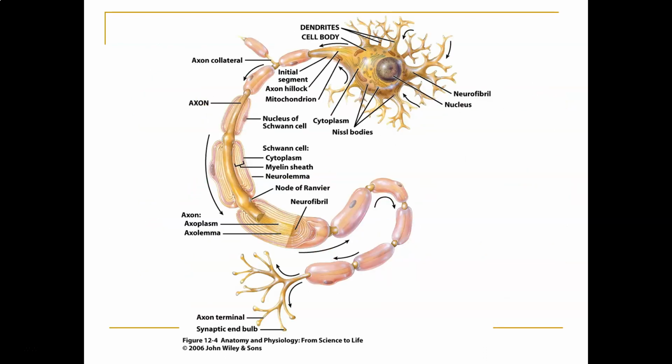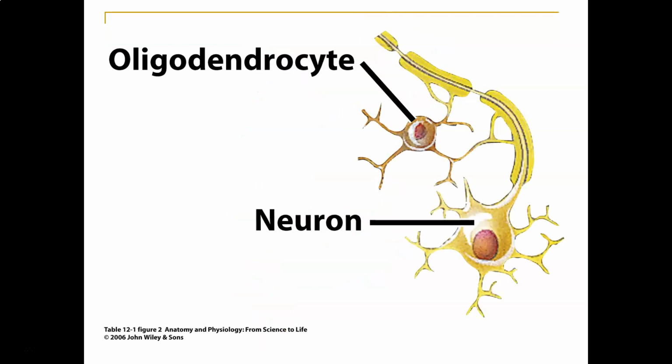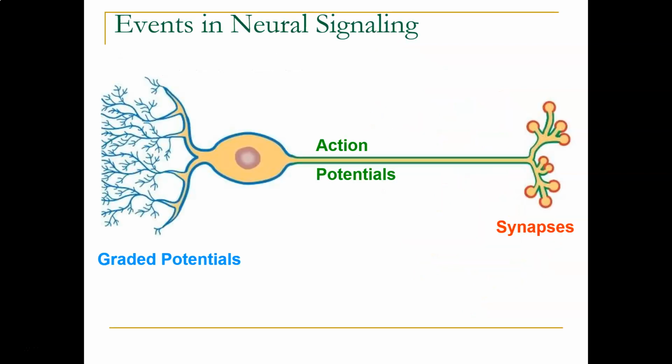Okay, this is just another picture showing the myelin sheath. And remember that in the CNS, instead of Schwann cells, it's oligodendrocytes that are used. Again, that's in the previous lecture. Okay, so that's action potentials. Now, what about graded potentials? Well, first of all, we're not going to go into as much detail about them. But you do need to know the following.